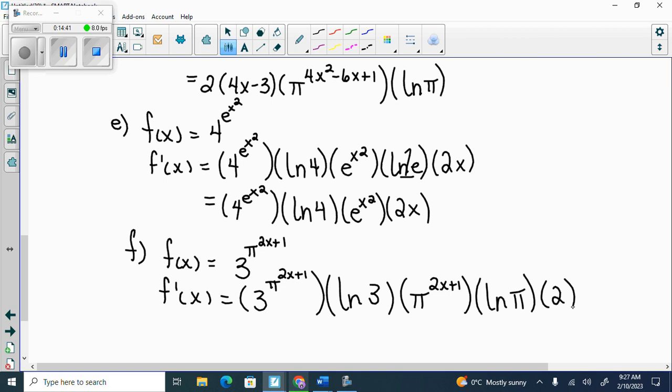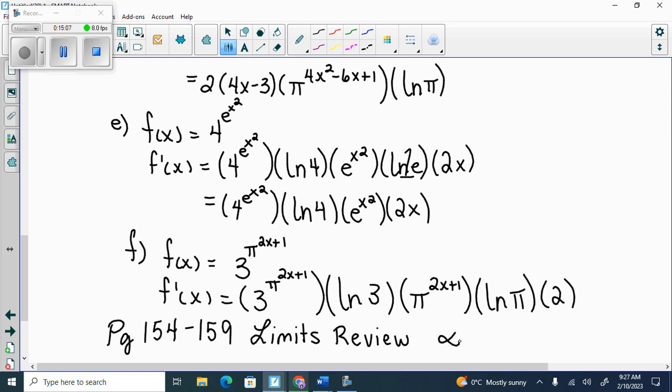I would, just so you know, on page 154, if you want to practice for not the diploma, that is not true. Page 154, all the way to 159 is limits review. 158, 159 are AP practice problems. If you see something with like a delta in it or something like this, don't do it.